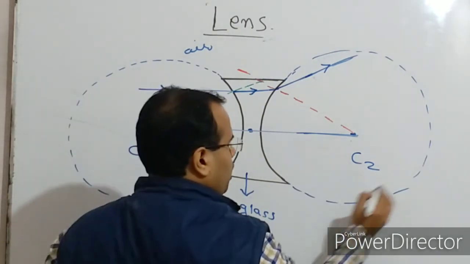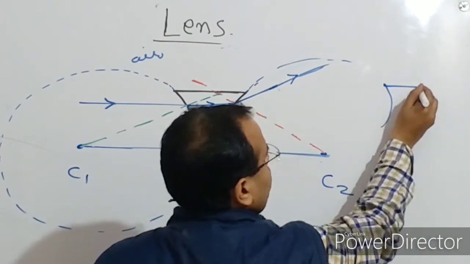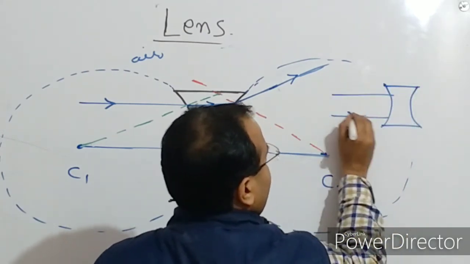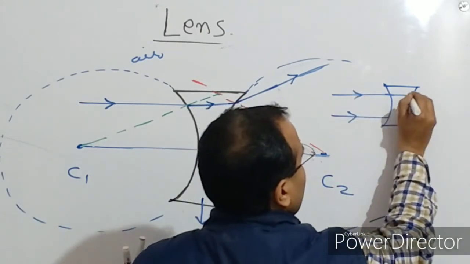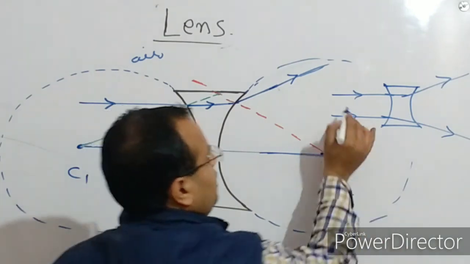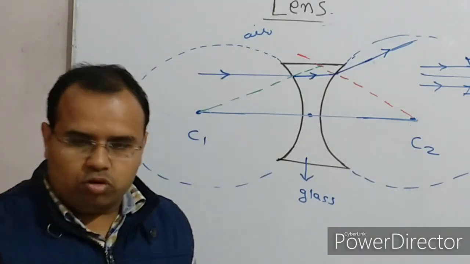So if I draw other light rays also, like this, you can see that the overall effect of the concave lens is that it diverges the light rays. Okay, so this is how it diverges the light rays. Okay, that's why the concave lens is called the diverging lens. I hope it is clear to you.